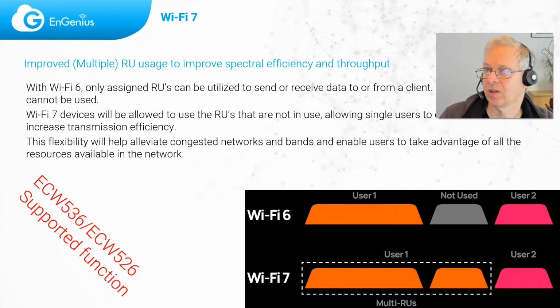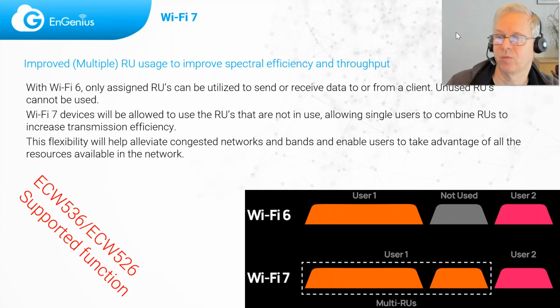The next thing that we can have is improved multiple resource unit usage. If you have 160 megahertz that you would want to use, but the last 40 megahertz is already used by some other device, some other AP, then with Wi-Fi 6 you can only switch and go to the lower part, so only 80. But with Wi-Fi 7, you can actually reuse that in-between space to make full use of the whole spectrum.